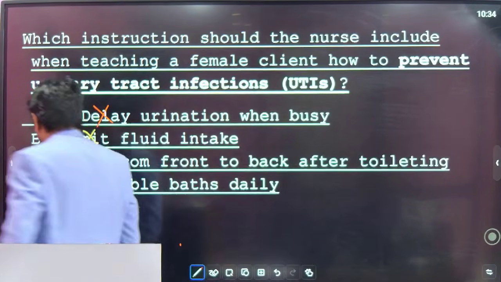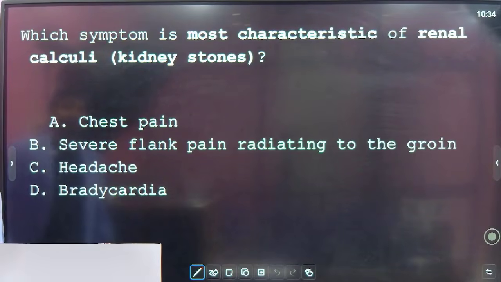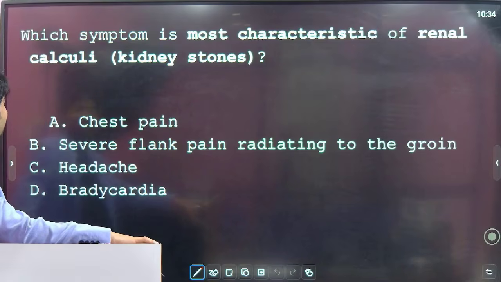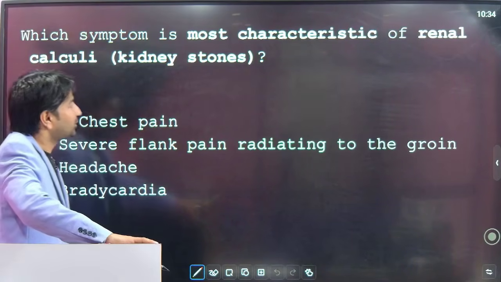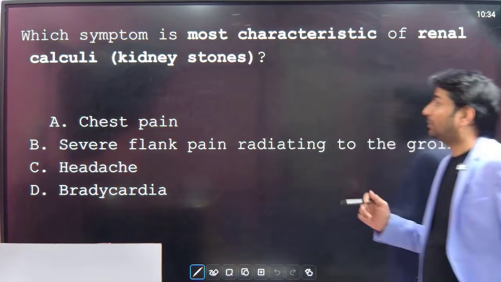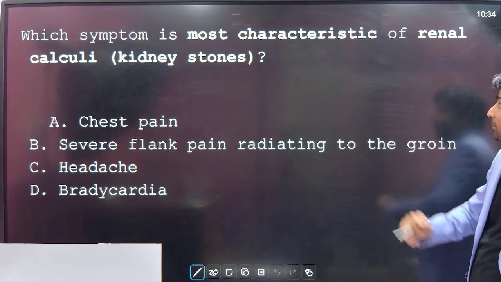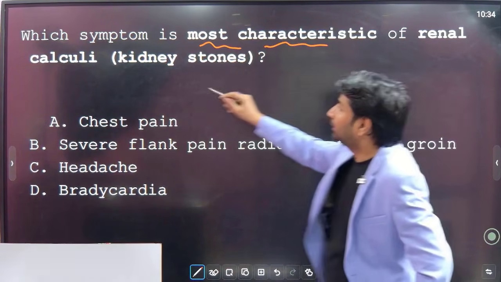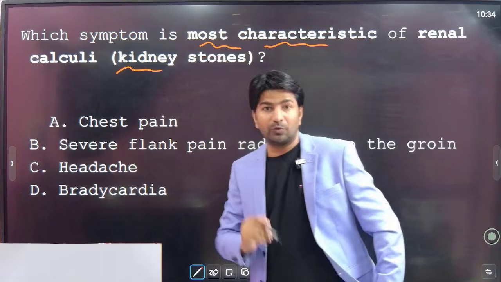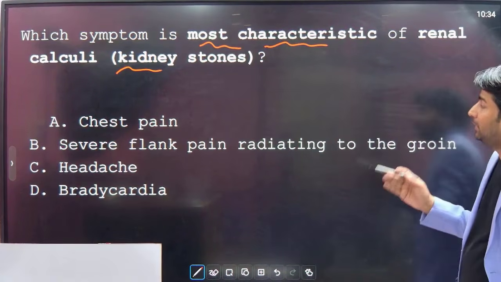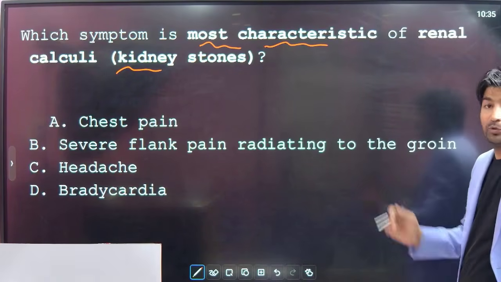Now let's talk about the next question. Which symptom is most characteristic of renal calculi, meaning kidney stones? If there's a stone in the kidney, then which symptom tells us that it's pain from a kidney stone? Which symptom indicates it's a kidney-related symptom? We have to choose that in this.